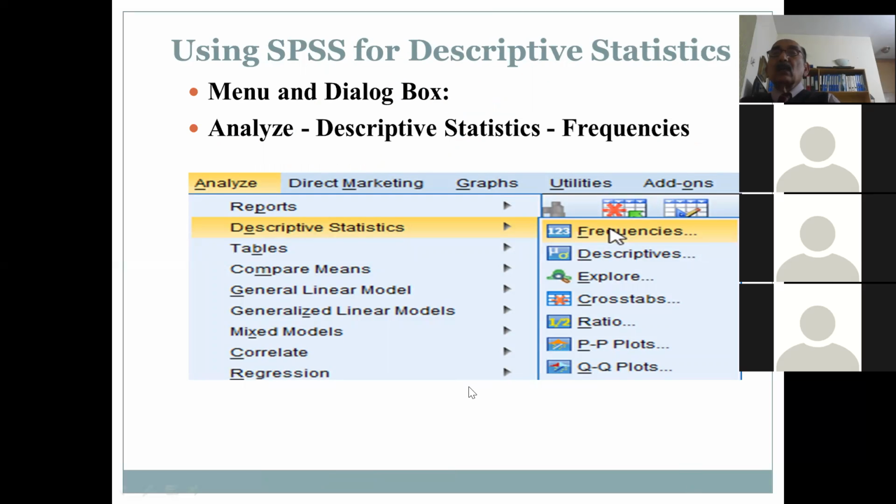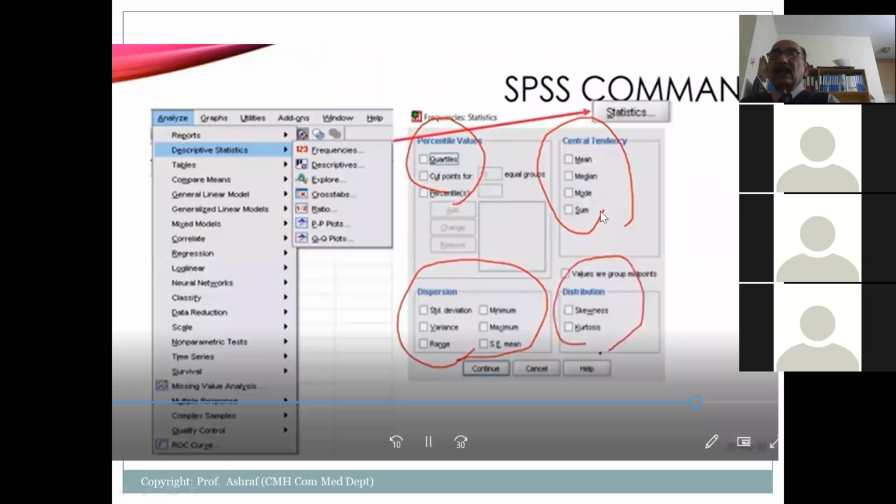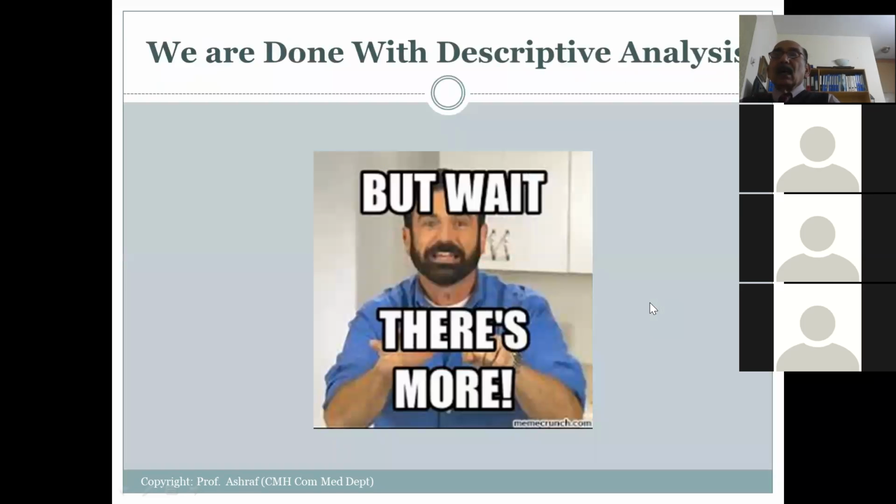So, using SPSS for descriptive statistics, tomorrow inshallah we will have hands-on SPSS also. You go to the menu and dialog box, select Analyze, then Descriptive Statistics, then Frequencies, and it will open this. In this you can calculate mean, median, mode, standard deviation, minimum value, maximum, just with one click. Now we are done with descriptive statistics.